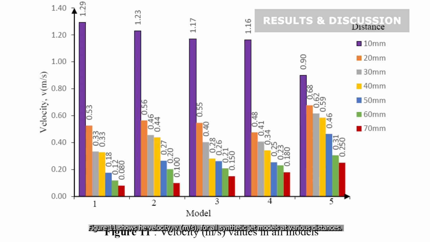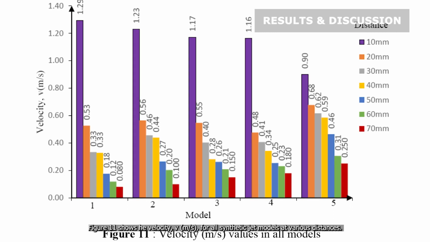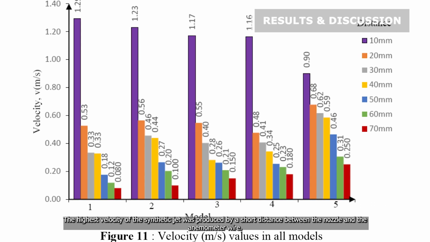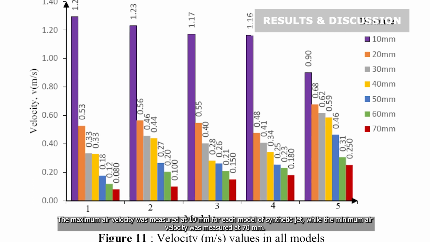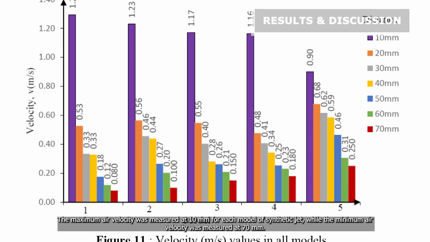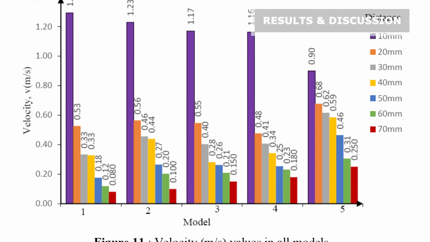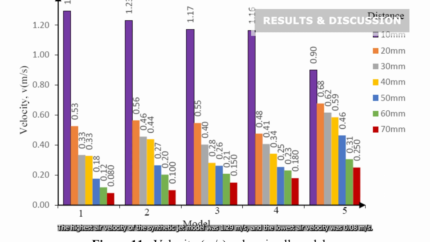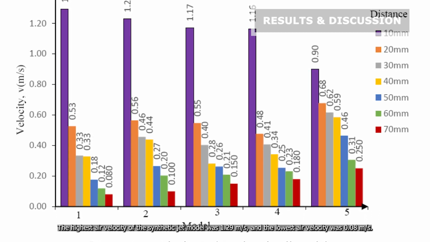Figure 11 shows the velocity for all the synthetic jet models at various distances. The highest velocity of the synthetic jet was produced by a short distance between the nozzle and the anemometer wire. The maximum air velocity was measured at 10 mm for each model of synthetic jet, while the minimum air velocity was measured at 70 mm. The highest air velocity of the synthetic jet model was 1.29 meters per second, and the lowest air velocity was 0.08 meters per second.